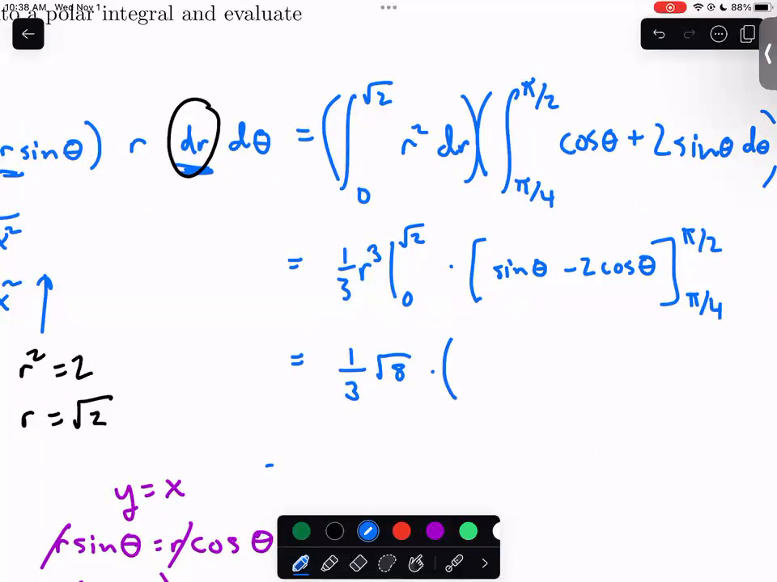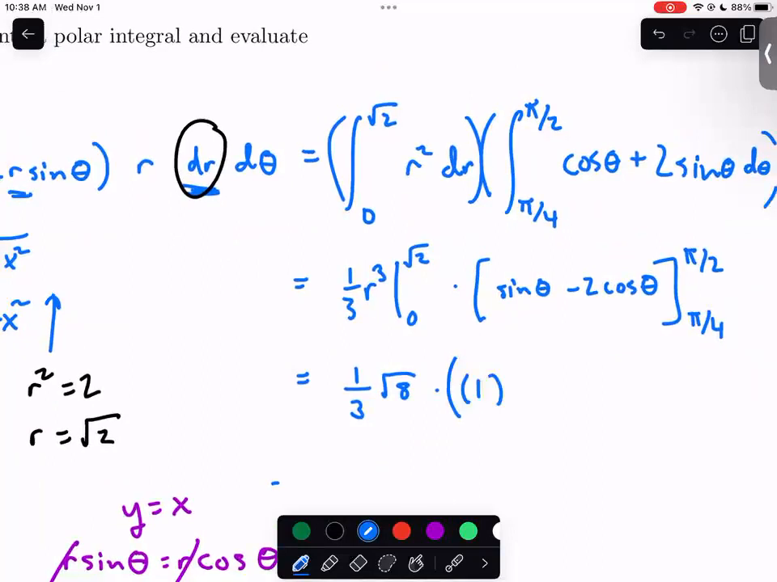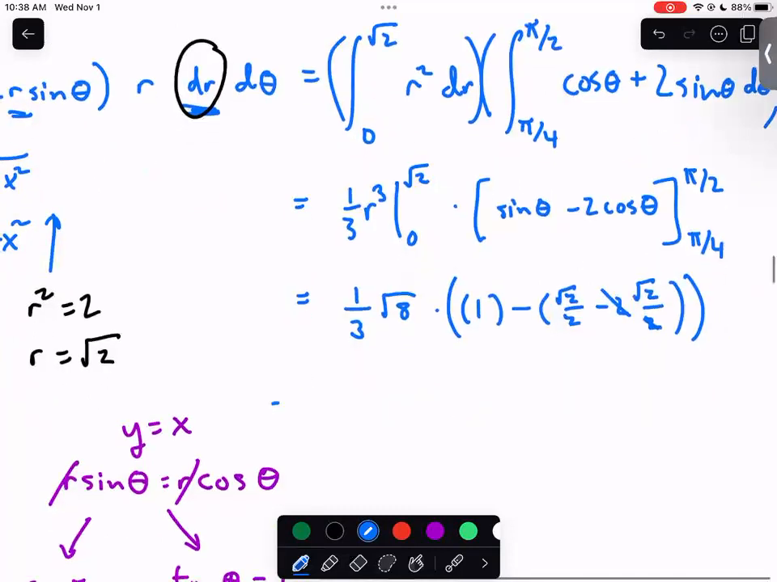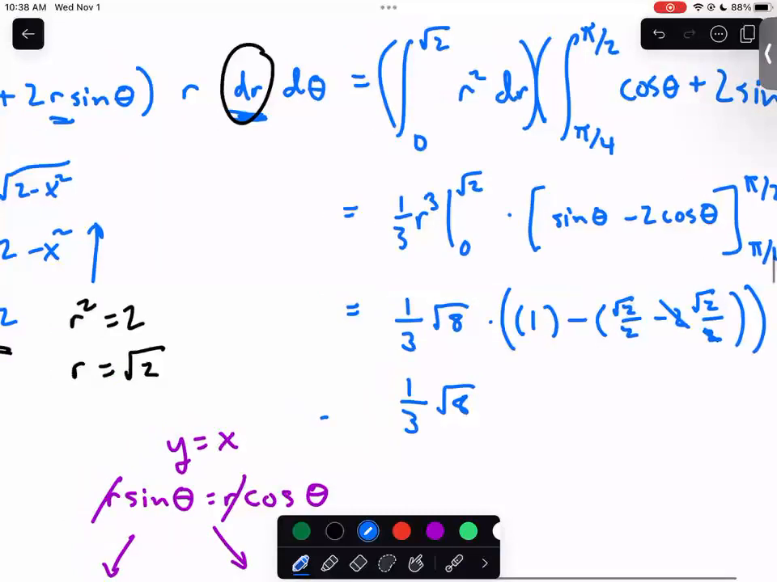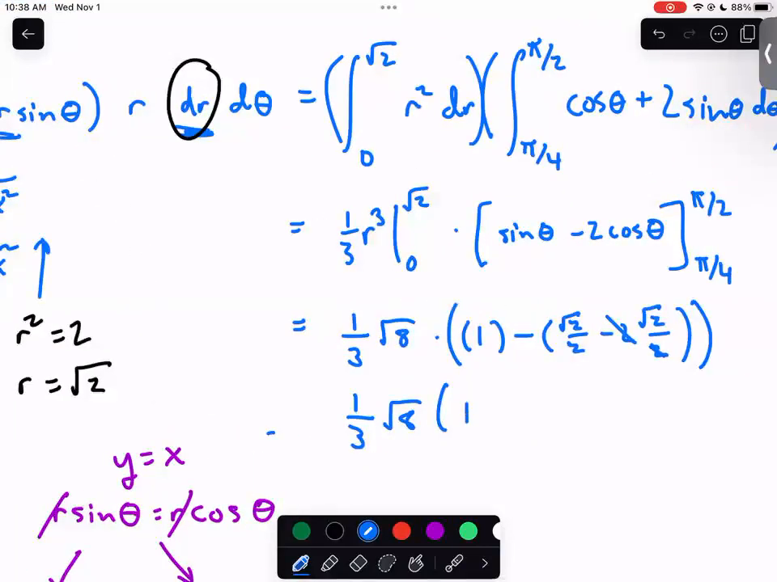When I plug in pi over 2, well, I'm going to have sine of pi over 2 is 1, and cosine of pi over 2 is 0. And then I need to subtract away when I plug in pi over 4. Sine of pi over 4 is √2 over 2. And cosine of pi over 4 is also √2 over 2. So a little bit of cancellation here. And so we're going to get 1/3 √8 times 1, and then this is going to be inside there, that's -√2 over 2 after we simplify, minus a negative, so it'll be plus √2 over 2. Just a couple little simplifications there. And so this right here would be our final answer.